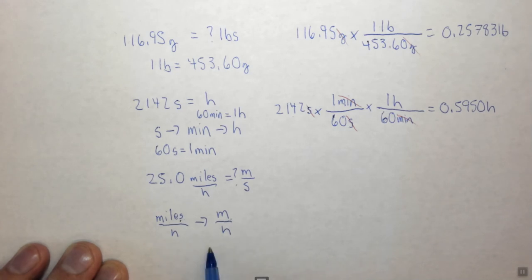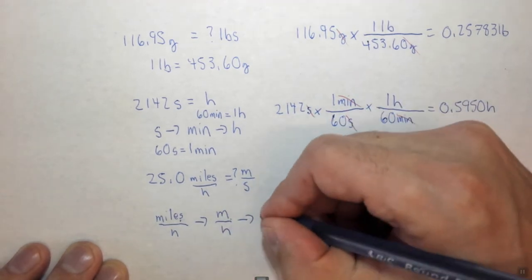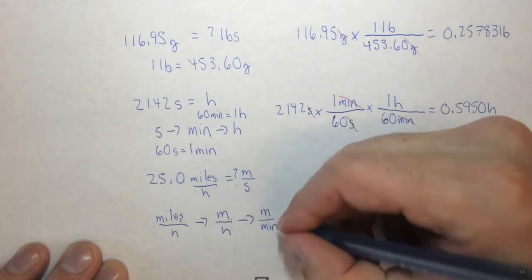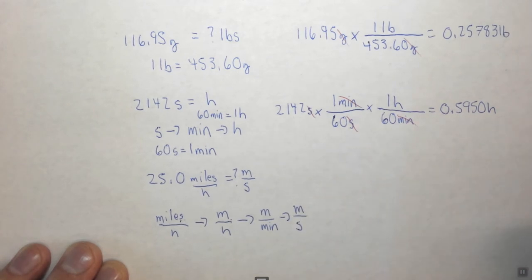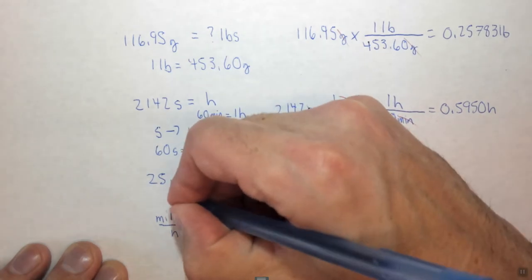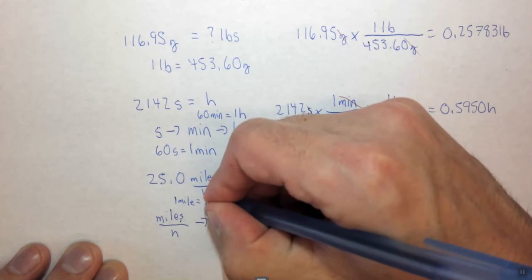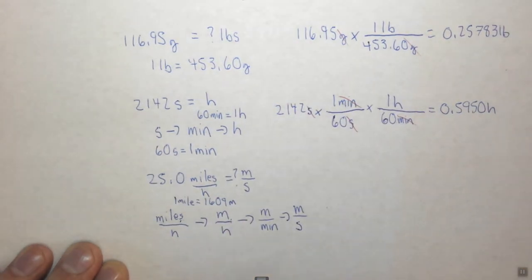Now we have hours. I'm going to go ahead and again assume that we don't know how many seconds are in an hour. So instead of meters per hour, I want to convert it to meters per minute. And then finally from meters per minute, I want to convert it to meters per second. So you may not know this off the top of your head, but you could look it up. 1 mile is equal to 1,609 meters. So that's our equality to go from miles to meters.